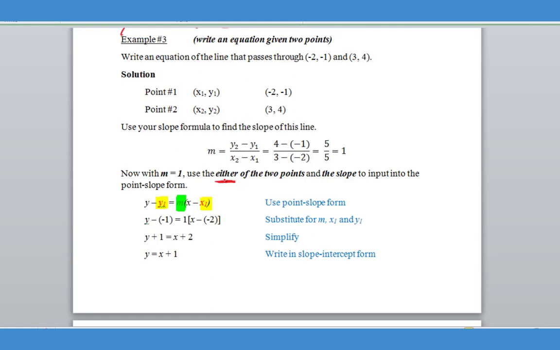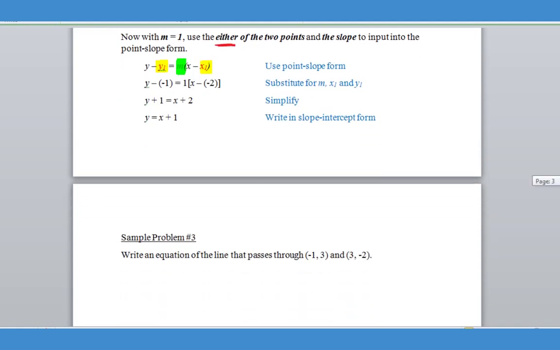And then, of course, negative of a negative is just a positive, and I can just rewrite this as y plus 1 equals x plus 2. Subtract 1 from both sides, and then we have a nice simple equation in slope-intercept form. So this is not too much more difficult than what we've done previously. It just adds another step, and that step is to find the slope before we plug it into the point slope form.